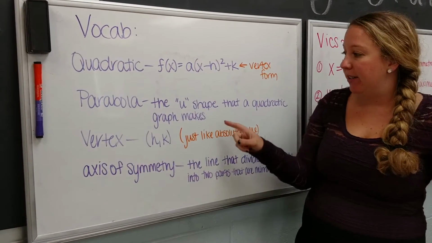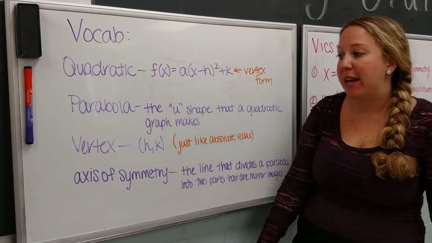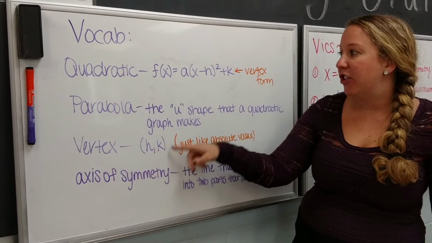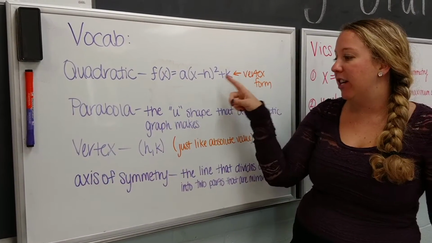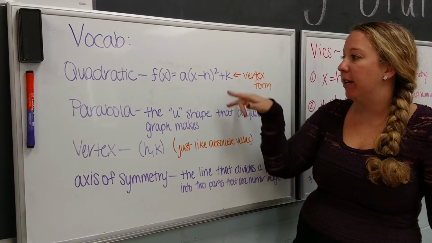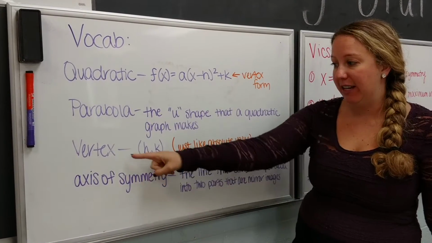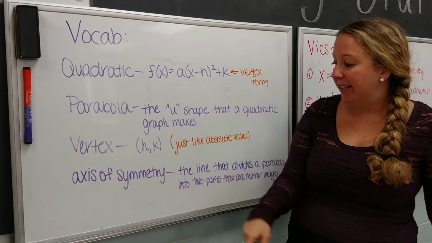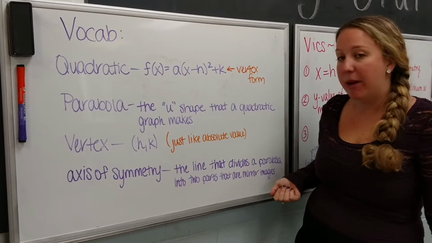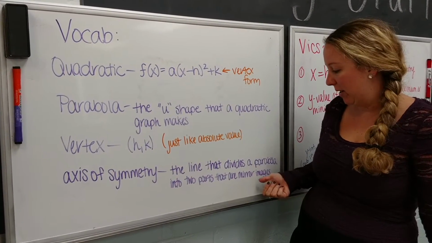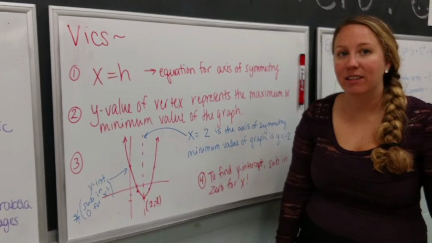A parabola is the U-shape that a quadratic graph makes. The vertex is (h, k), coming from this equation, just like an absolute value. You're picking out those two values that give you the vertex. And your axis of symmetry is the line that divides a parabola into two parts that are mirror images.